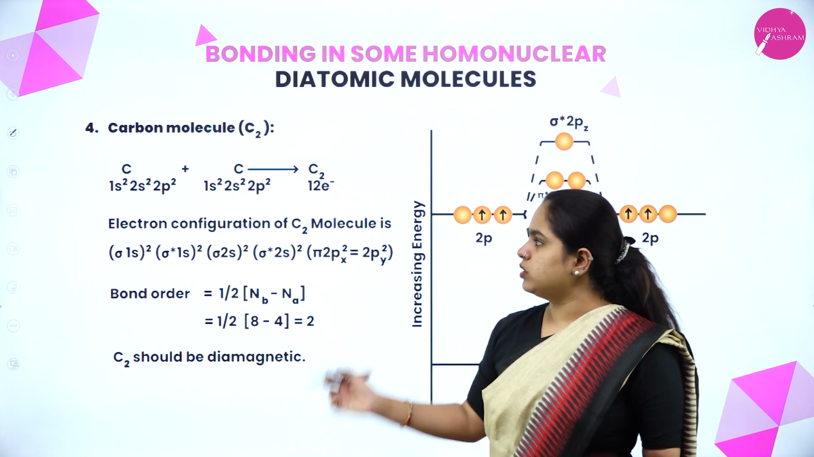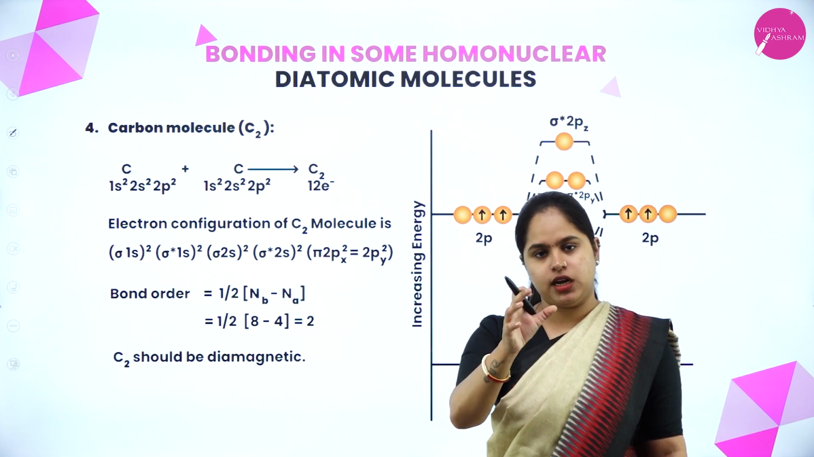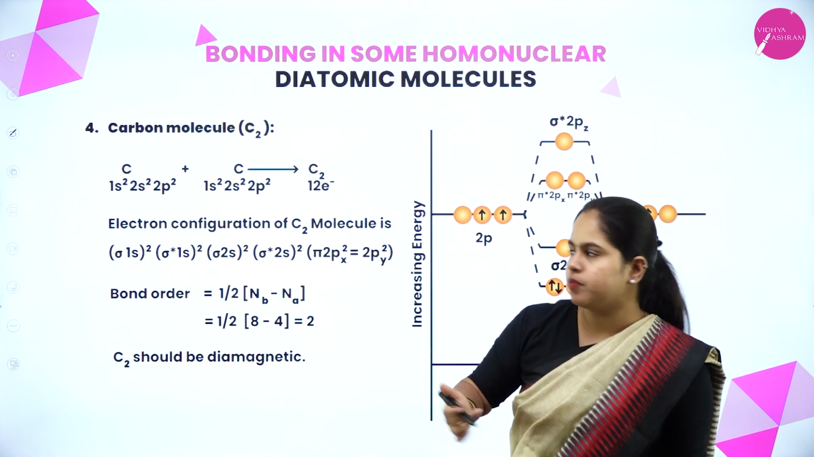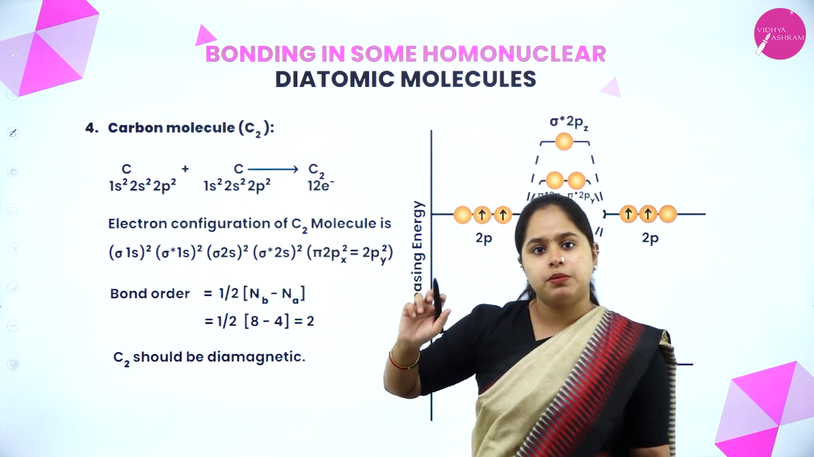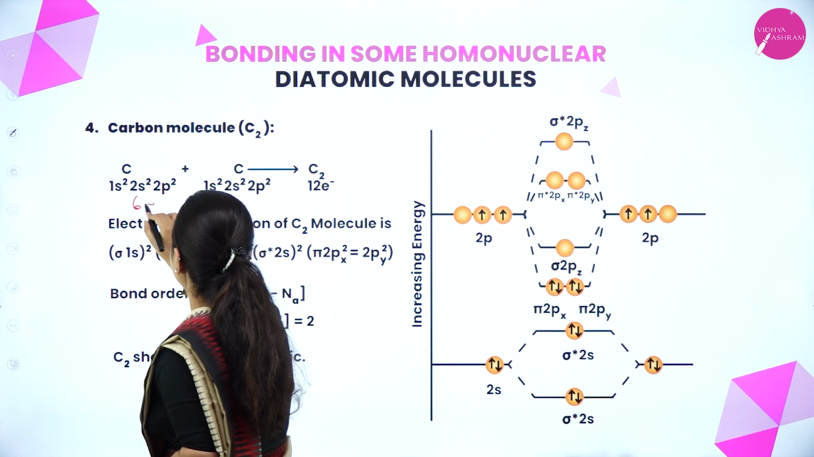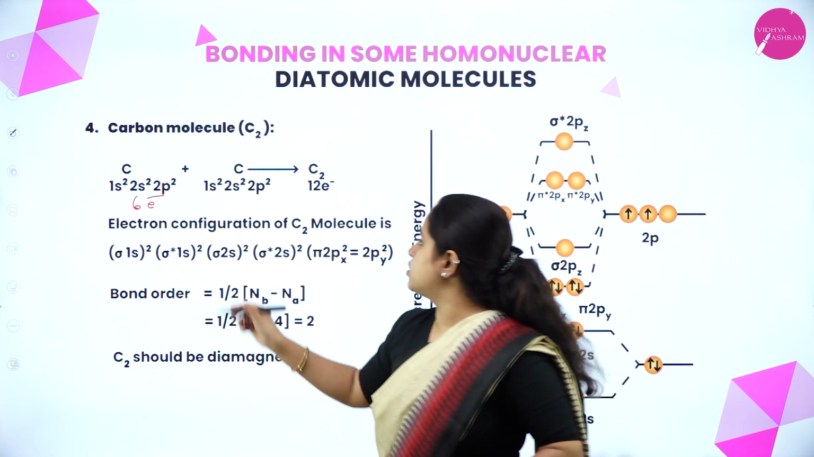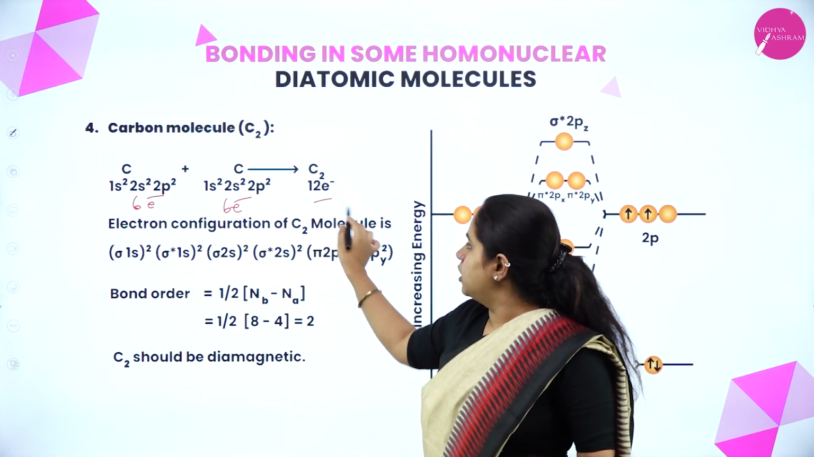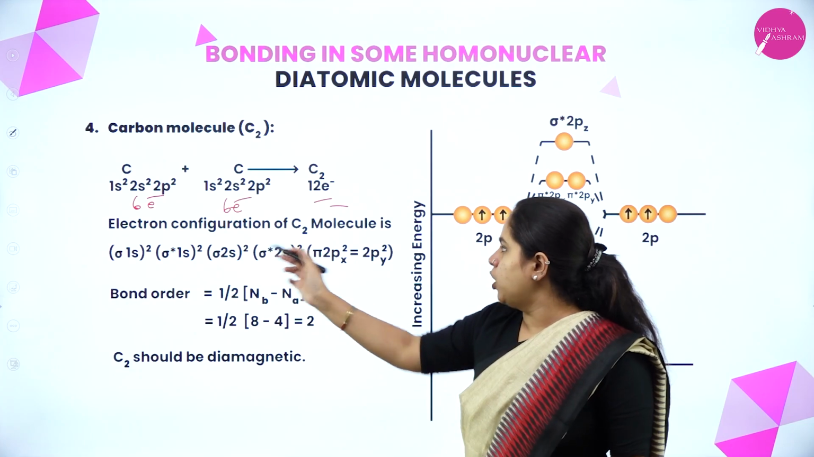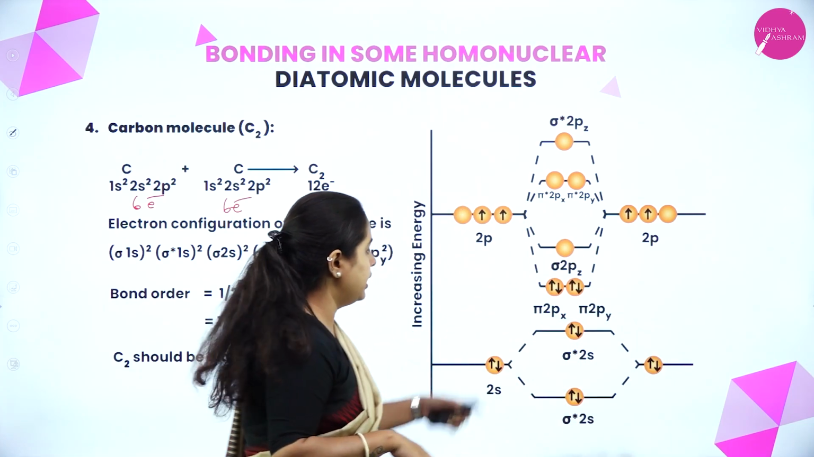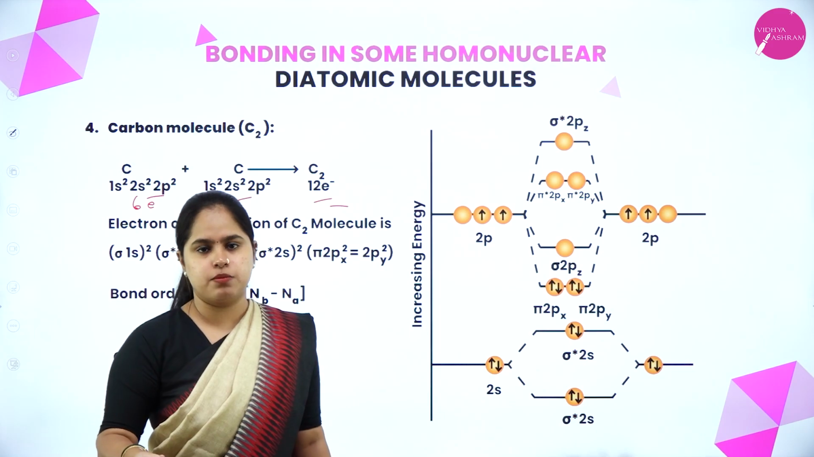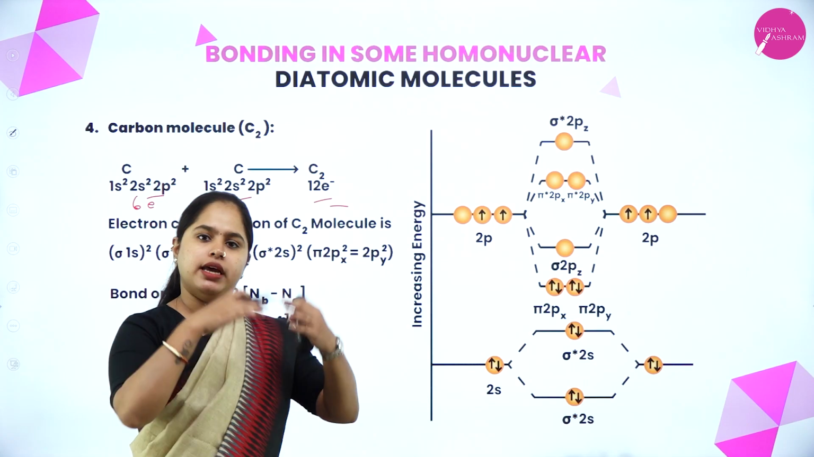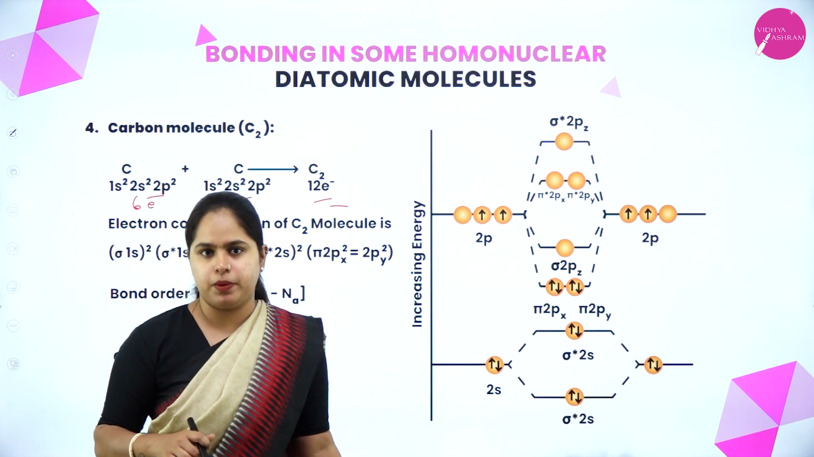In this case, we know that the electronic configuration of one carbon atom is 1s2, 2s2 and 2p2. The atomic number is 6, right? So 1s2, 2s2, 2p2. That means a total of 6 electrons. Now, in the other carbon atom also, there is a total of 6 electrons. That means the carbon molecule, that is C2, will have a total of 12 electrons, right? So, what will be the electronic configuration? Let's see here, okay? Beneath this, the sigma 1s orbitals are also present, because they are completely filled. At times, we need not represent them, okay?